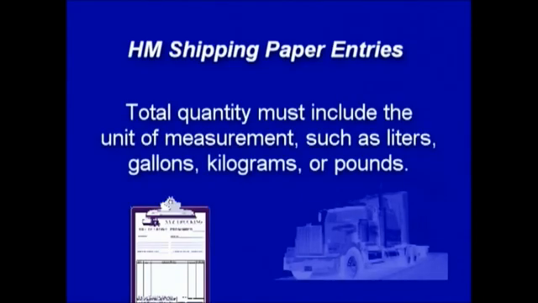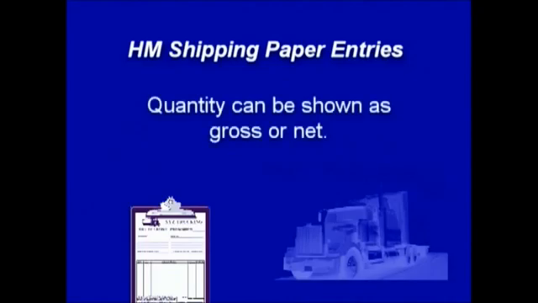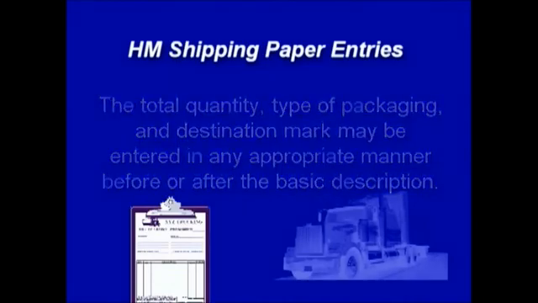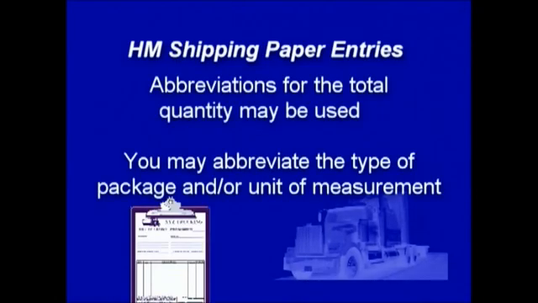The total quantity must include the unit of measurement, such as liters, gallons, kilograms, or pounds. Quantity can be shown as gross or net. The total quantity, type of packaging, and destination mark may be entered in any appropriate manner before or after the basic description. Abbreviations for the total quantity may be used on the shipping paper. You may abbreviate the type of package and/or unit of measurement. For example, carton, box, drum, kilogram, liters.